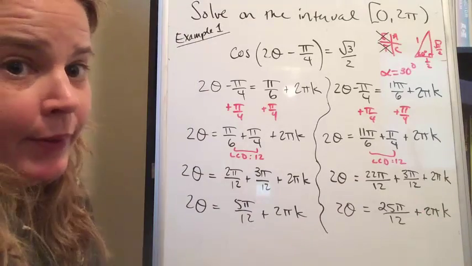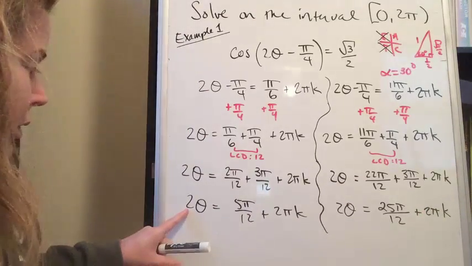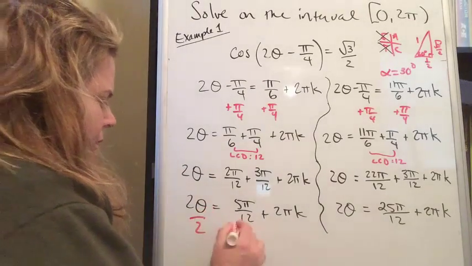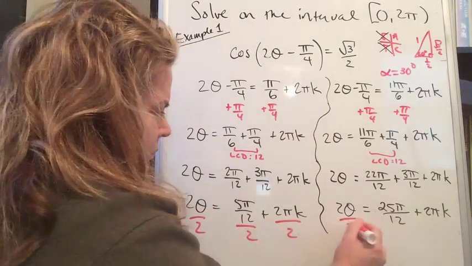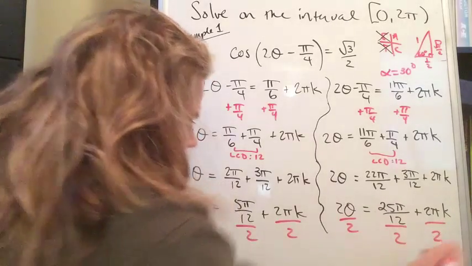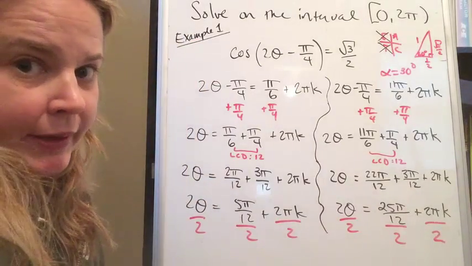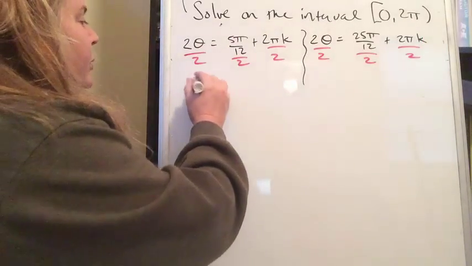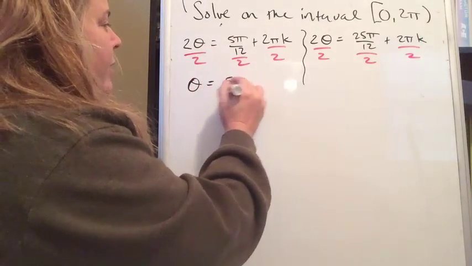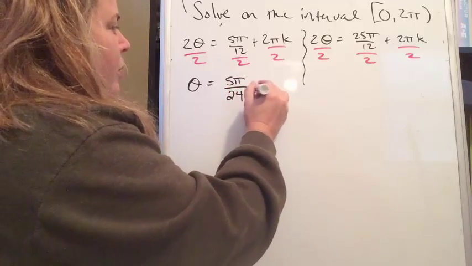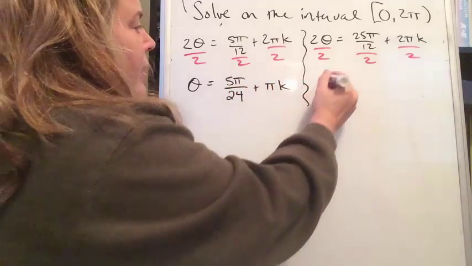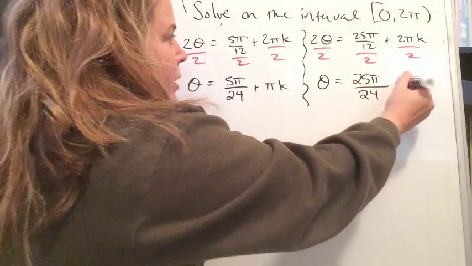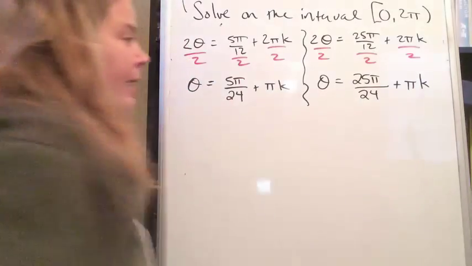Okay, so now we have to get rid of the 2, because again, we're solving for theta. So I'm going to divide everything by 2. We'll have to get a clean board. So we're dividing everything by 2. So it leaves us with theta is equal to 5 pi over 24 plus pi k. And theta equals 25 pi over 24 plus pi k.